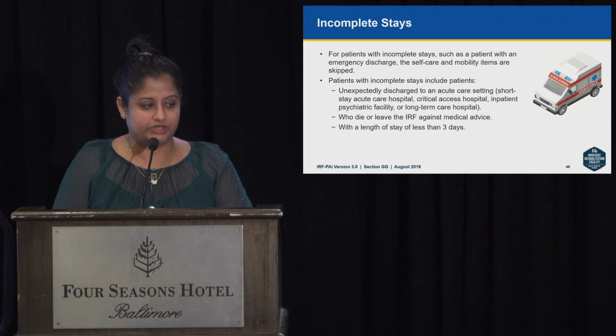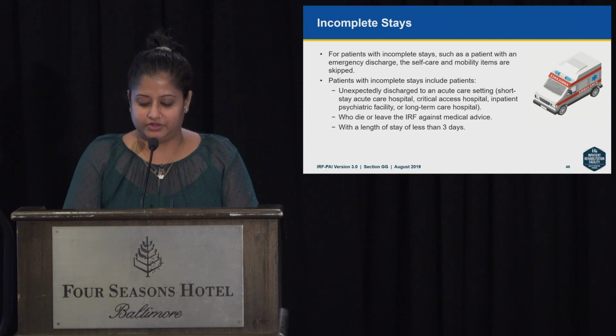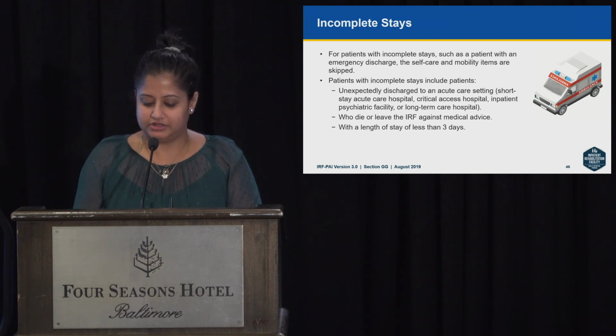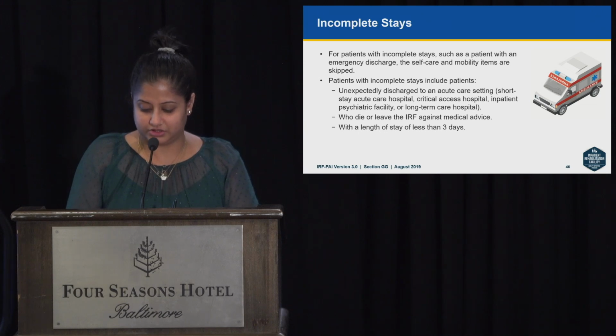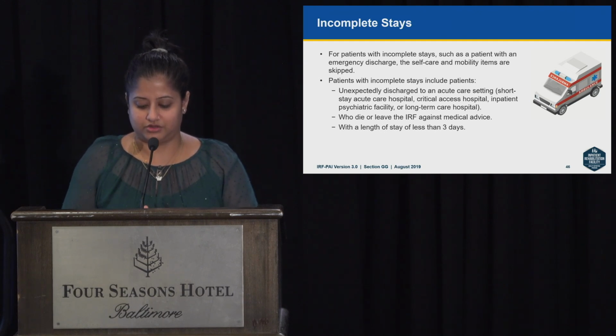So for patients with incomplete stays, such as a patient with an emergency discharge, the self-care and mobility items are skipped. Patients with incomplete stays include patients who unexpectedly discharge to an acute care setting, and that is a short stay acute care hospital, critical access hospital, inpatient psychiatric facility, or a long-term care hospital, patients who die or leave the IRF against medical advice, and patients with a length of stay of less than 3 days.